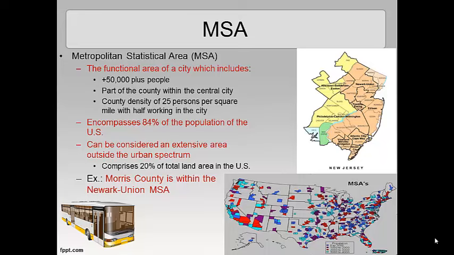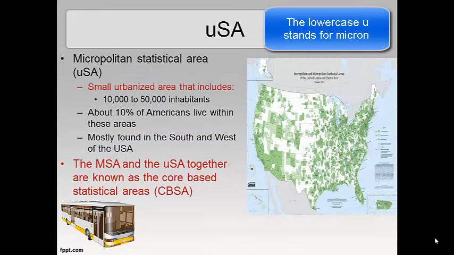The MSA, or the Metropolitan Statistical Area, encompasses 84% of the population of the United States, and sometimes it's an extensive area outside of the central city or the urban spectrum. Morris County is technically within the Newark Union Metropolitan Statistical Area. So there's 50,000 plus people in the county, obviously. Part of the county is near the central city portion of Newark and Union, and so on and so forth.